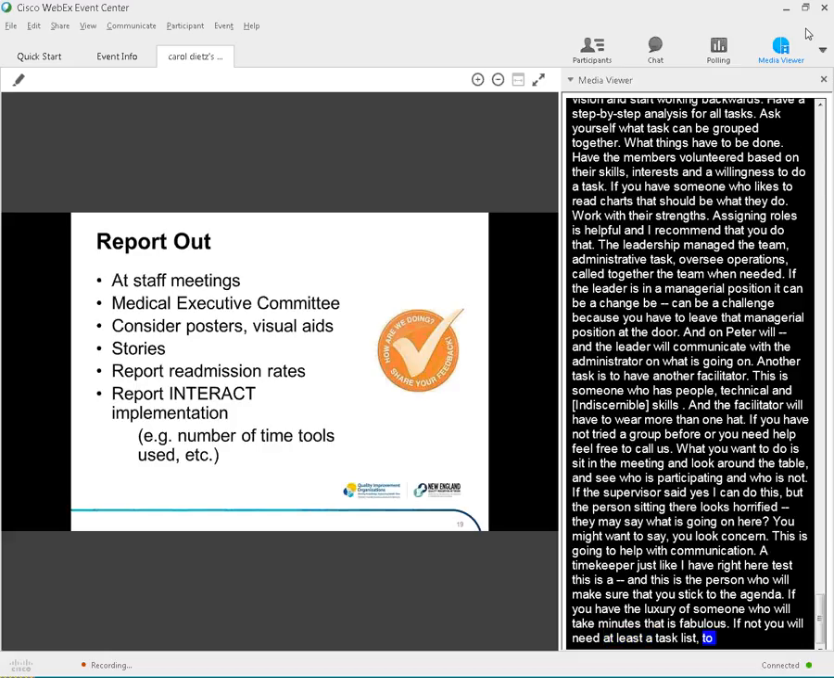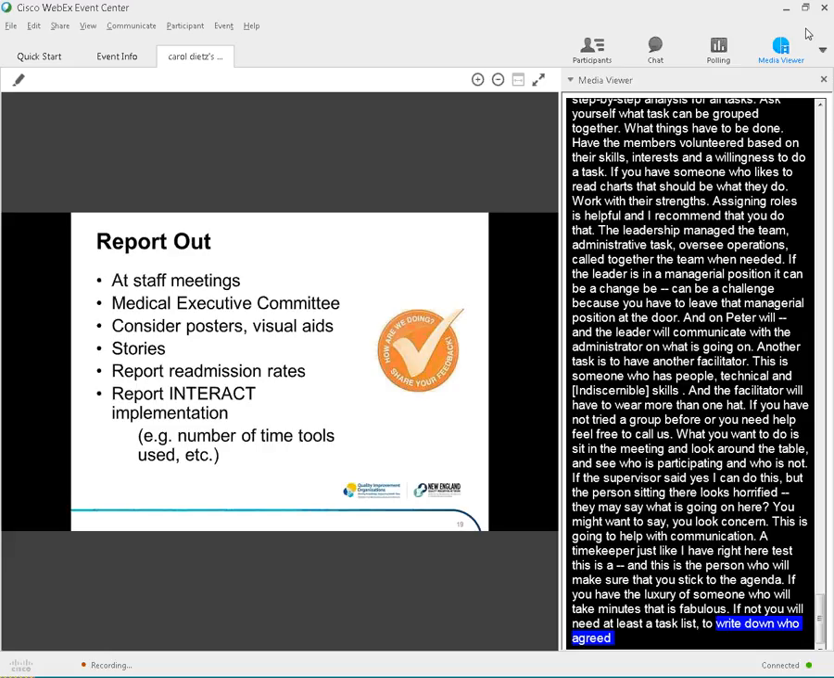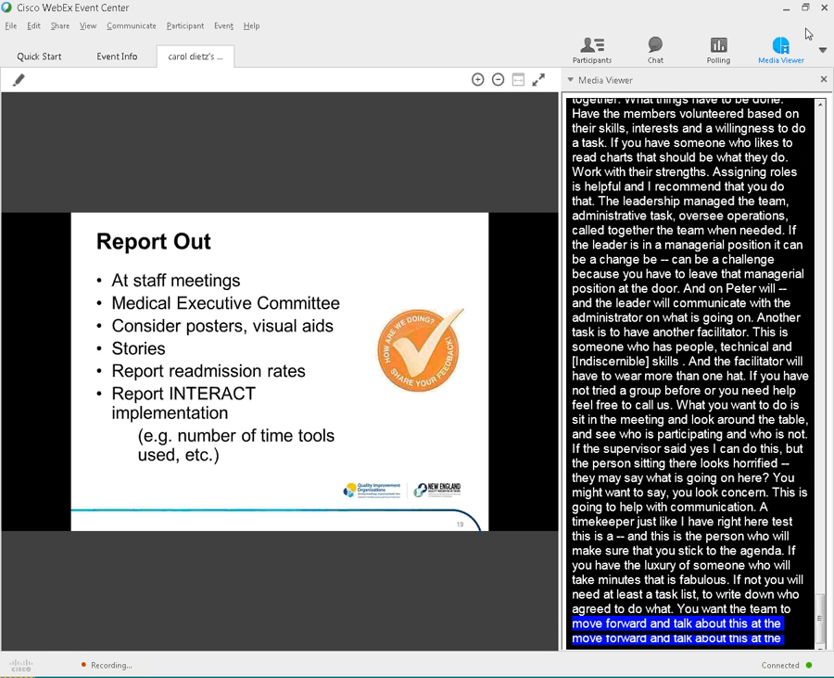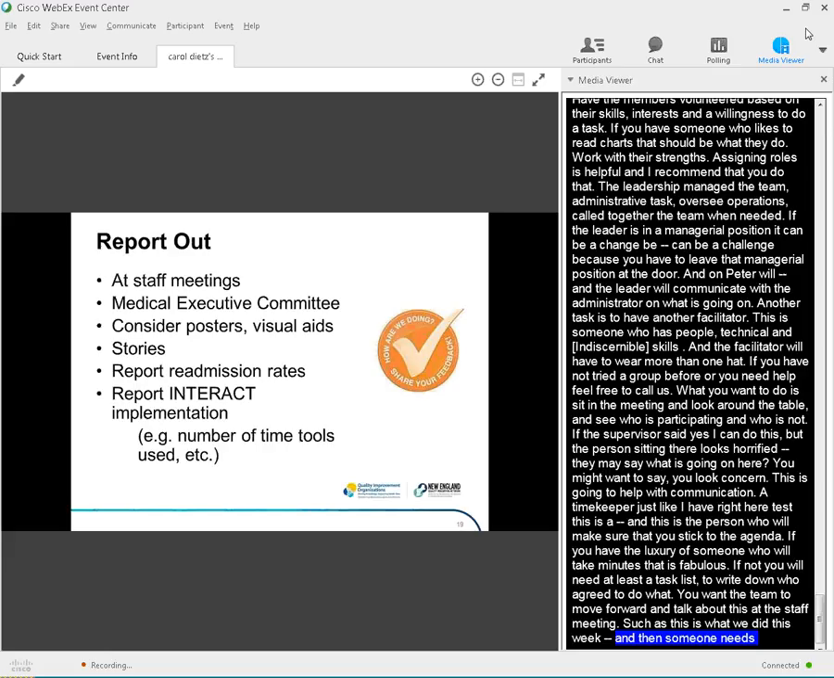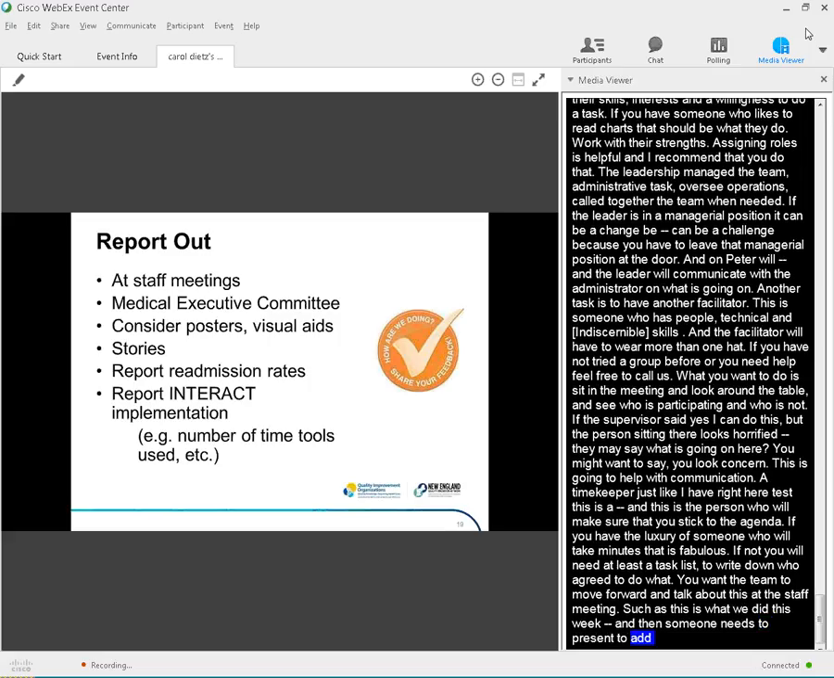You want to talk this up. You want your team to go forward and talk about it at staff meetings. This is what we did this week. This is how that implementation went. Someone needs to present at med exec. A powerful thing is to tap into team members who don't usually go to med exec. If you've got a CNA who's got the moxie to do that, that's a powerful thing. Talk about the stories.